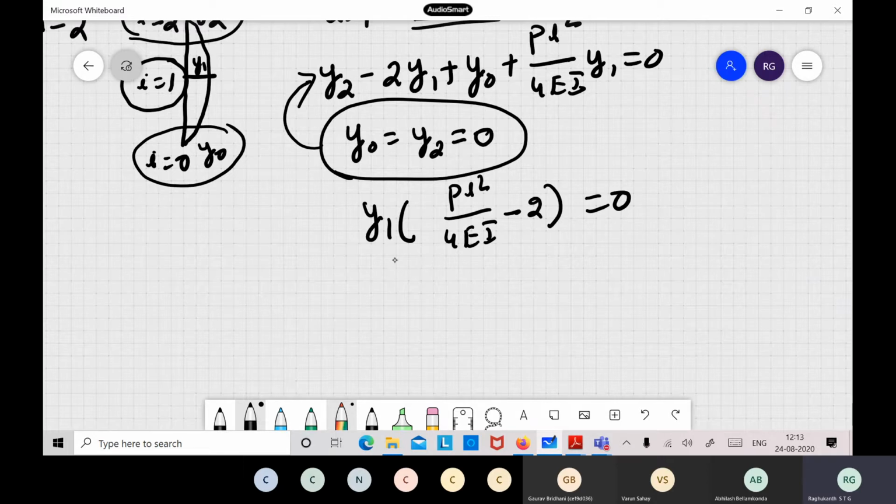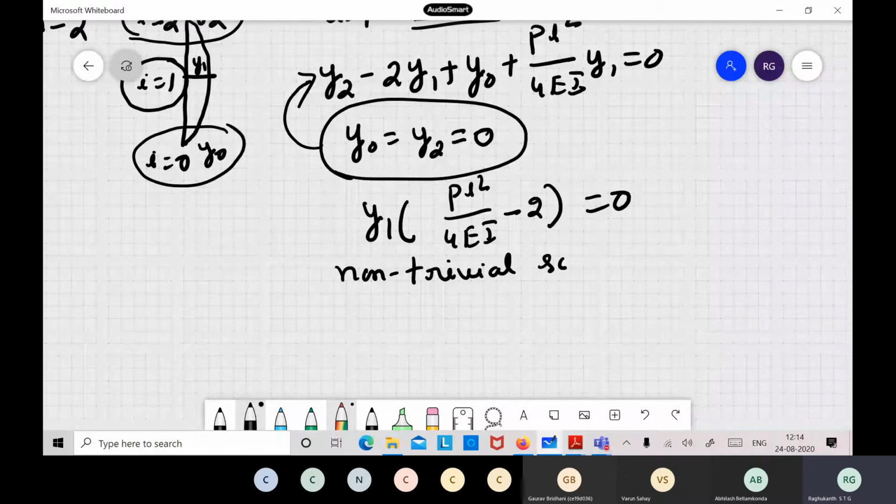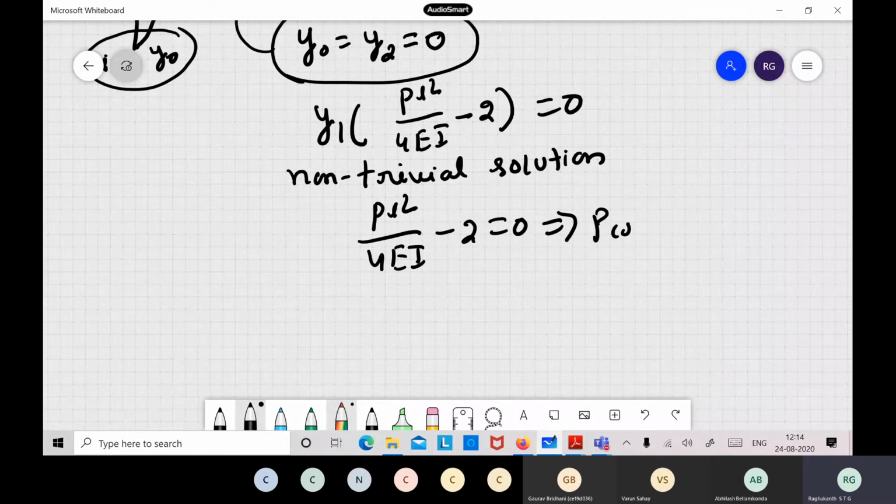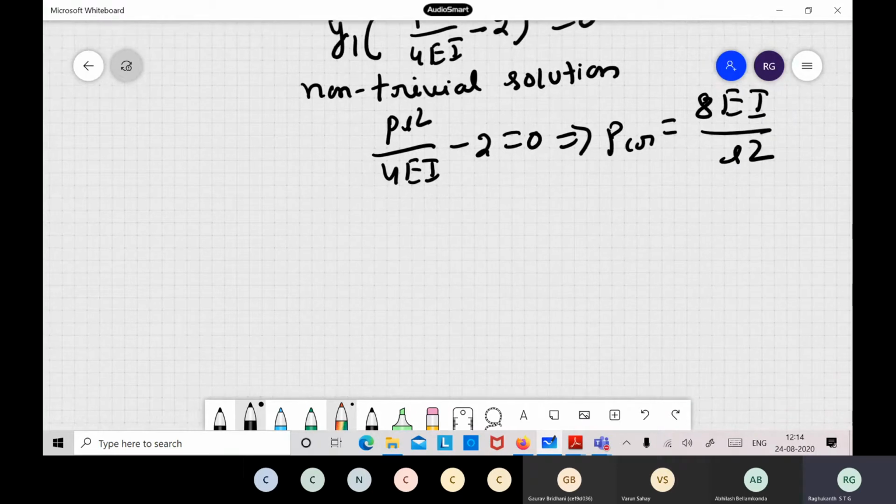So now you solve this expression. For non-trivial solutions, PL square by 4EI minus 2 will be equal to 0. Which means your buckling load, PCR, is 8EI by L square. This is your critical buckling load obtained for n is equal to 2. Now if you compare with the exact solution, we already know the Euler buckling load is pi square EI by L square.